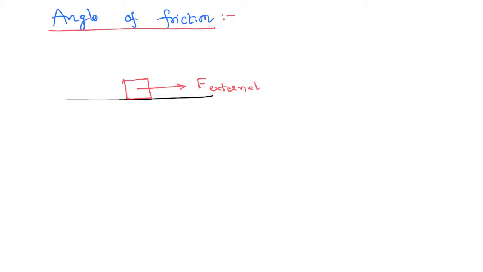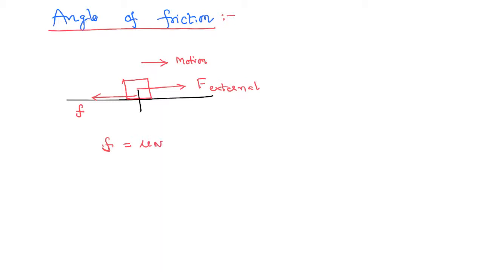As you are trying to move the body by applying an external force, friction comes into action, which opposes the relative motion. Therefore, this is the direction of the frictional force. We know that the frictional force is equal to coefficient of friction into normal reaction.